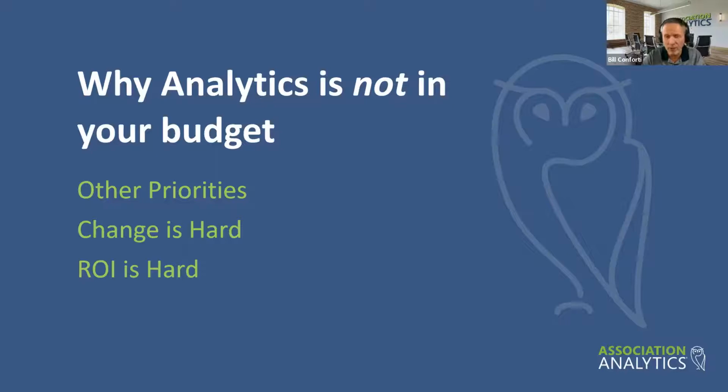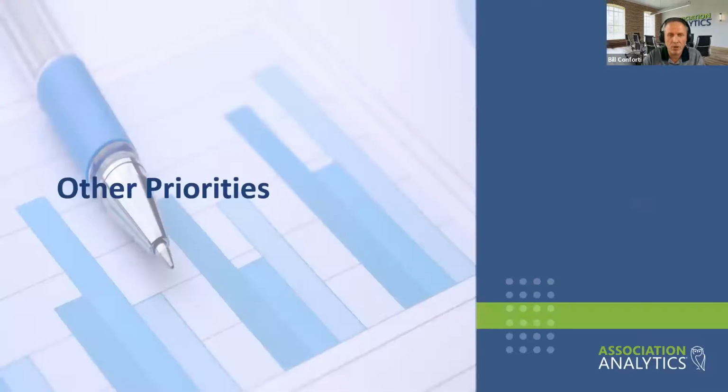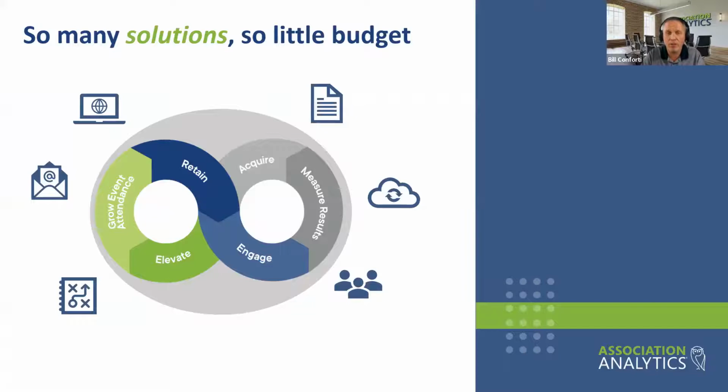Okay, so we're going to dive into these three, and if there's time, we can talk about some others as well. But first of all, we'll talk about other priorities. We have a lot of other things that we could be spending our money on, and targeting our resources toward. But the idea is that there are a lot of solutions to all of those.